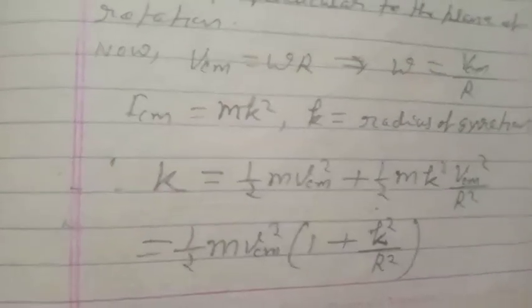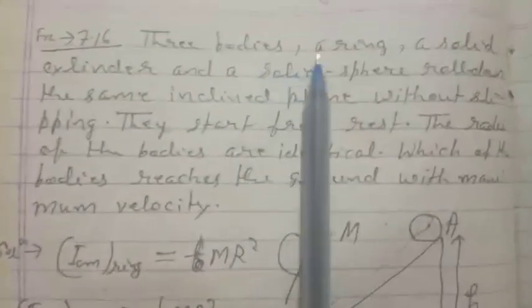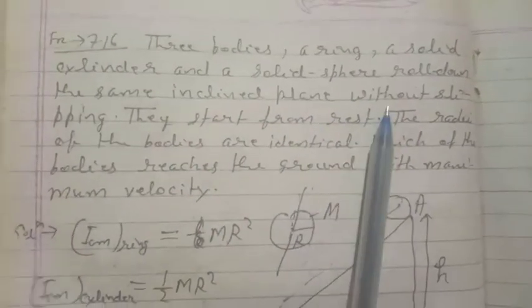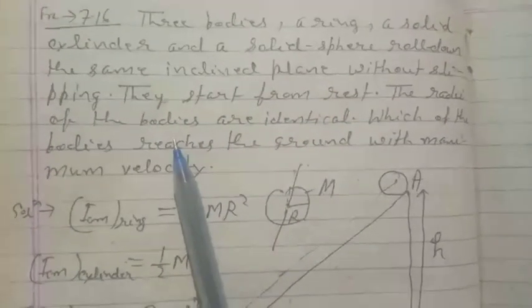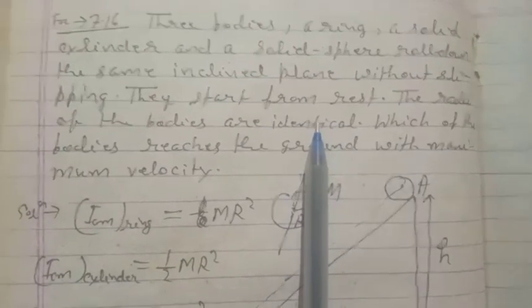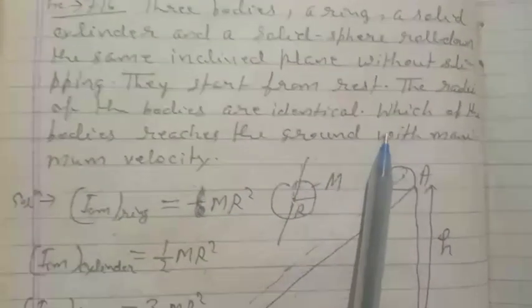Now based on this formula, we are going to solve a problem. Here is the problem given. Three bodies, a ring, a solid cylinder, and a solid sphere, roll down the same inclined plane without slipping. They start from rest. The radii of the bodies are identical. Which of the bodies reaches the ground with maximum velocity?